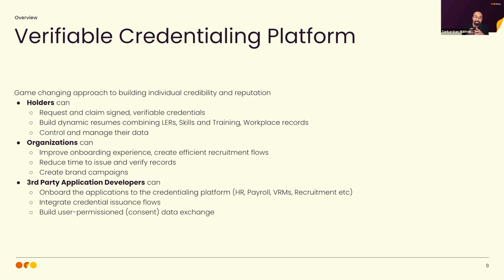They can build dynamic resumes, just as we mentioned in the previous example. And they can control and manage their own data, because now they are not doing an all or nothing approach to sharing data. Today, when we have printed records, we are doing basically an all or nothing approach to sharing our records and sharing our data. With verifiable credentials, this dynamic changes. It pivots to something where I have more agency and control over the data that I want to share, and I can pick and choose data elements.